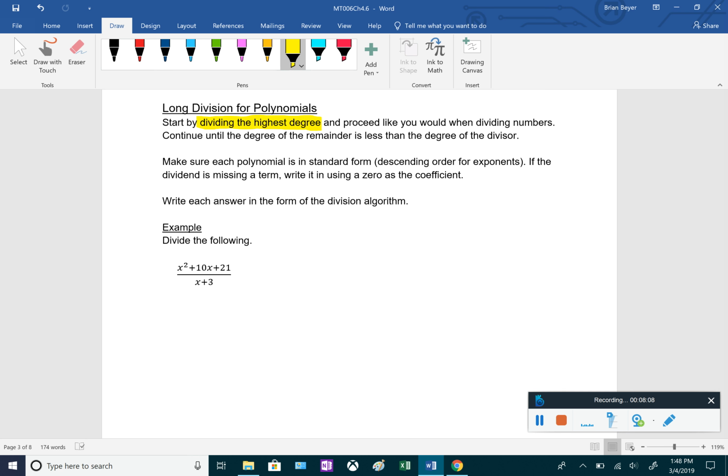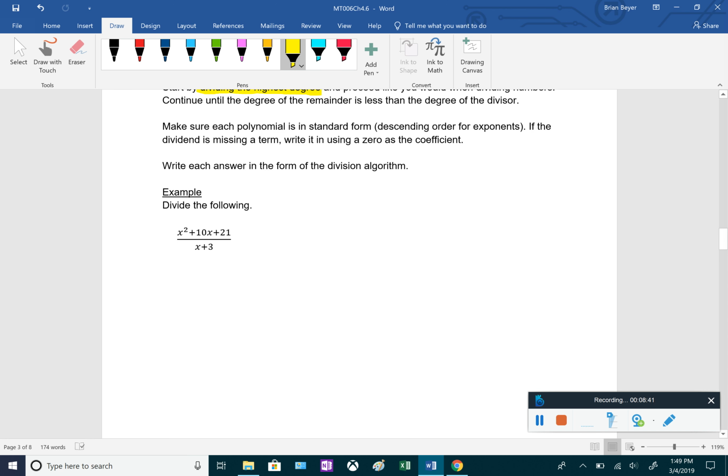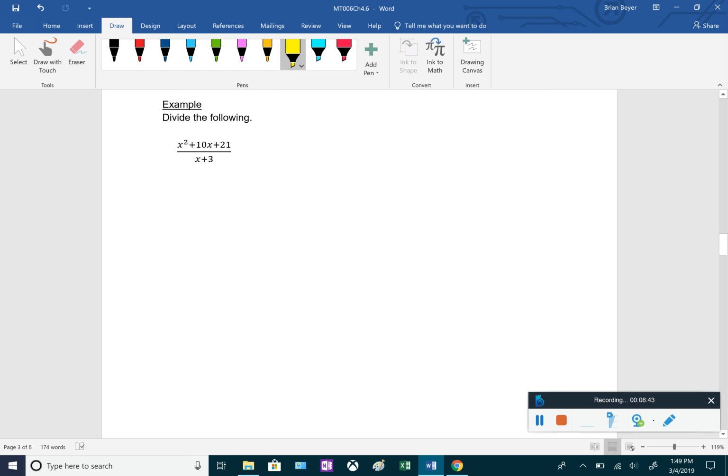When we're actually dividing them, we have to make sure the dividend and divisor are in standard form, so descending order for the exponents. And if a term is missing in the dividend or divisor, we should write in a 0 as the coefficient and include that term. That's important, and I'll mention it when we get there, because everything will line up the way that we want it to. Then once we get an answer, we write it in the form of the division algorithm. So let's divide these so we can get an idea.